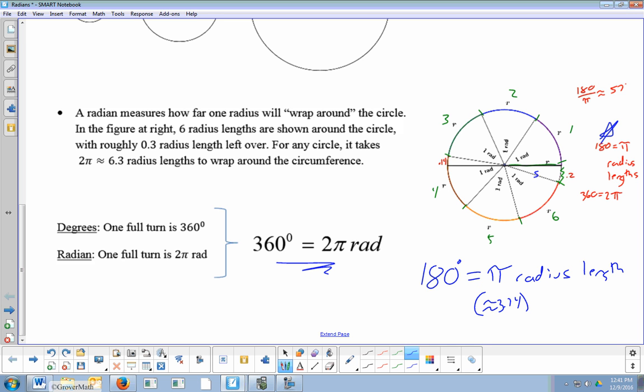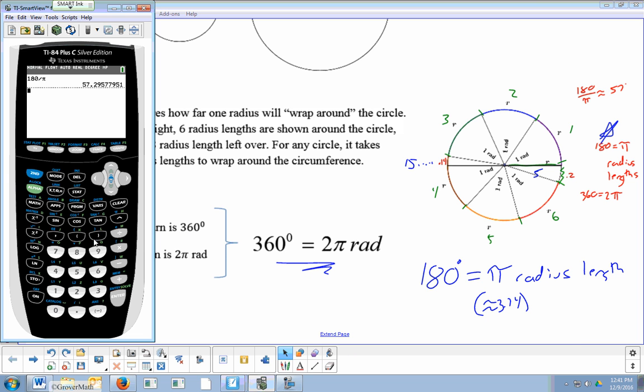So if our radius was 5, well, 5 pi is a little over 15, or maybe it's 16. Let's find out exactly what it is. What is 5 times pi? It comes out to be 15.7. So if your radius was 5, the arc of half your circle, your semicircle circumference, would be 15.7, which is a little over 3 times your radius length.